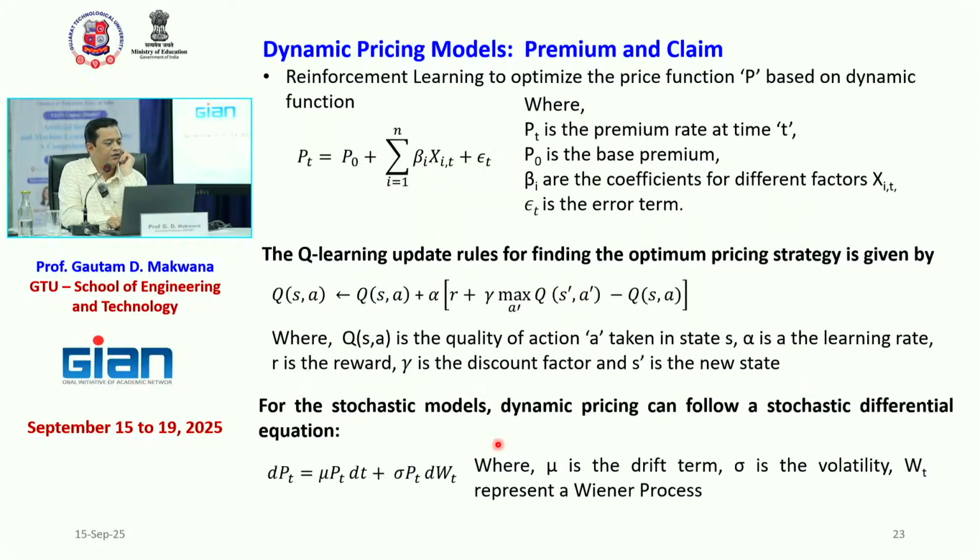So these are the different kinds of methods for dynamic pricing models, premium and claim, and Q-learning update. I will not go into all the equations here.